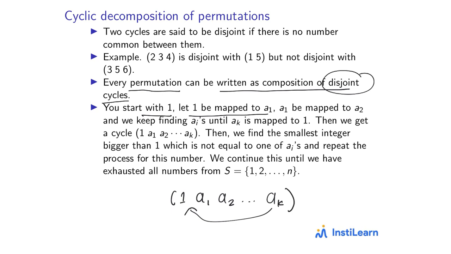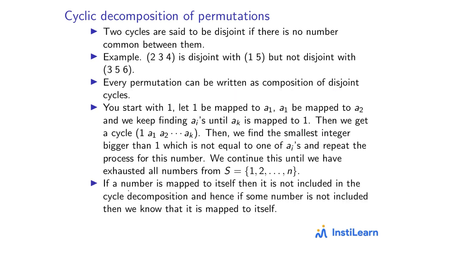Now you see what is the smallest integer bigger than 1 which is not in 1, a1, a2, ..., ak. You choose that number, let's say that number is b, and then you again do the same thing. Where is b going? Say b is going to b1, then b1 is going to b2, and you keep doing this until you exhaust all the numbers 1, 2, 3 till n.